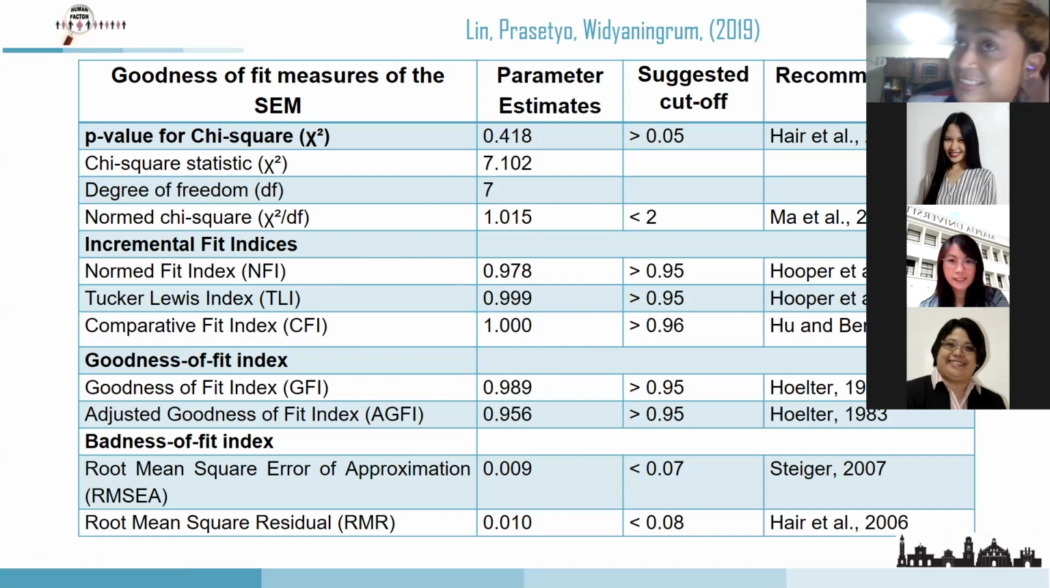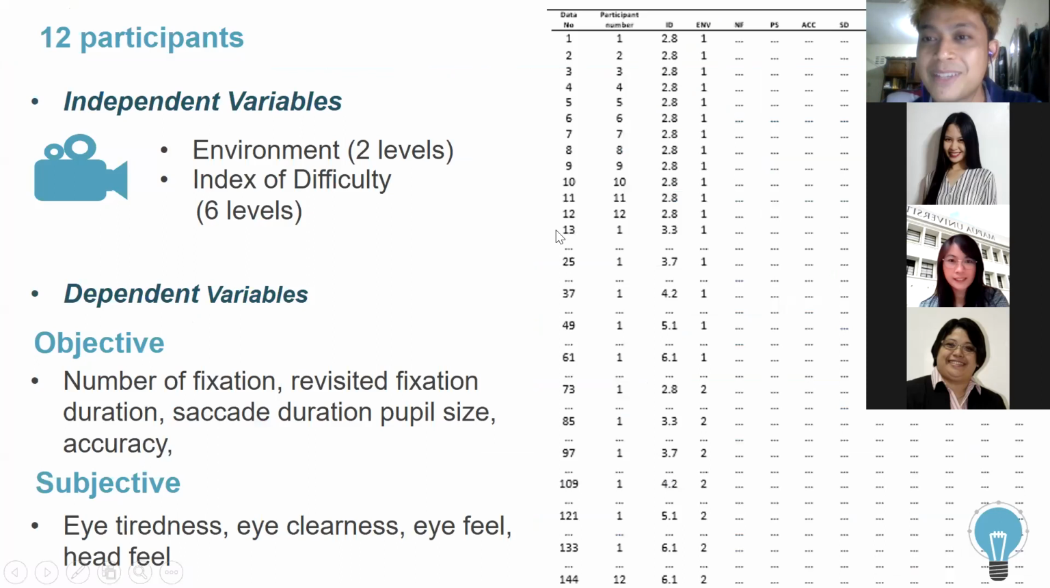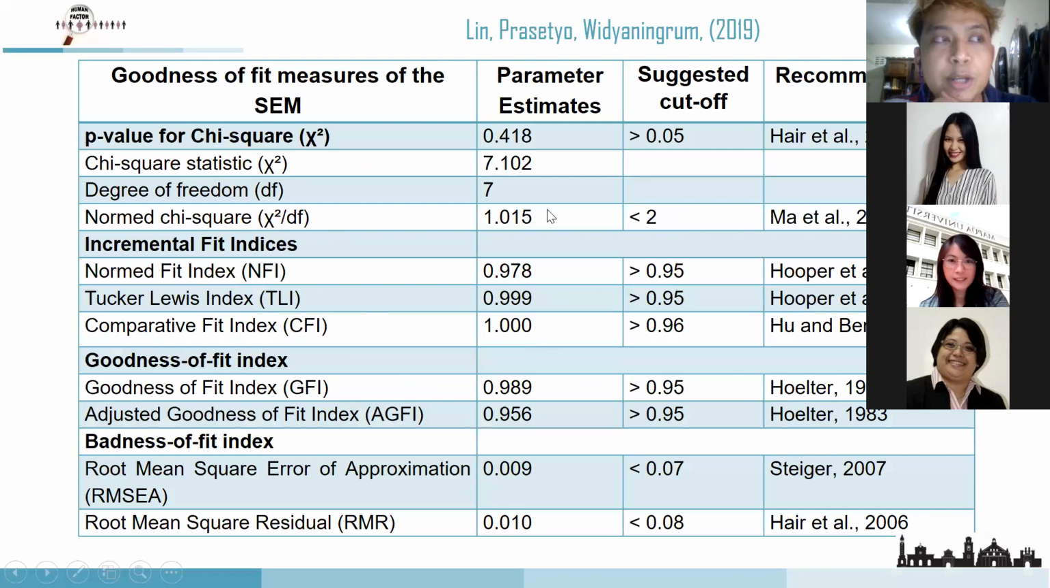Yes, ma'am, what happened? What is the minimum number of data to run the SEM? It usually depends on what kind of experiment. Usually it's not the participants. For example, this is just 12 participants, but how come this one only has 144 and it has a good model fit? Because this is experimental cognitive. But if we use a questionnaire, usually 250, 300 is already needed.